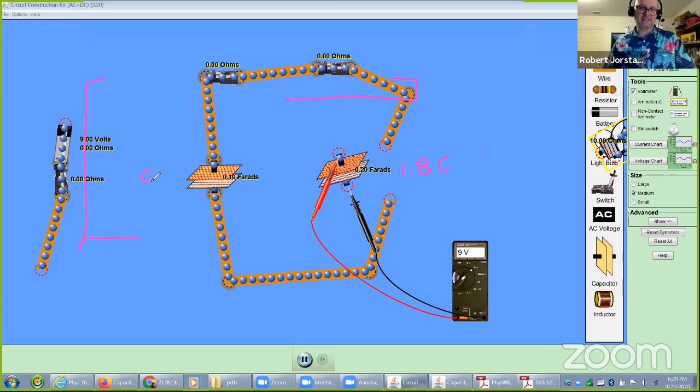And this would be 9. Wait, did I do that right? This would be 0.9 coulombs. Q equals VC. V is 9. C is 0.2 or 0.1. Is that a large amount of charge or not?